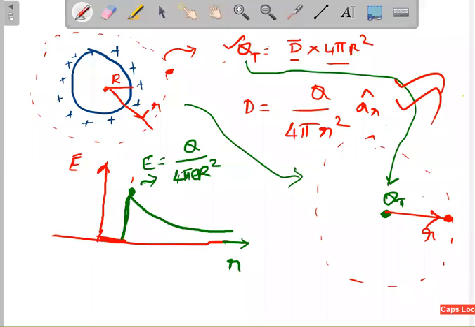Even if the charges are distributed like that, from a mathematical point of view it is assumed that they are concentrated at a point. In both cases you get the same answer, but you will not get the electric field in this area because this is a hollow conductor. Inside the conductor you cannot get the answer, but outside the conductor this formula will work. This is the electric field distribution for the hollow conductor case.